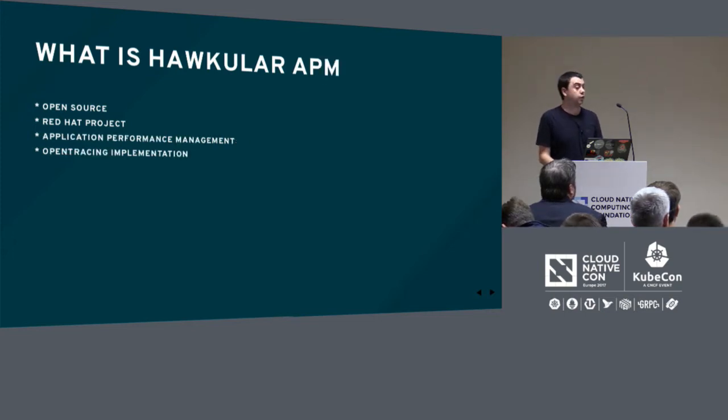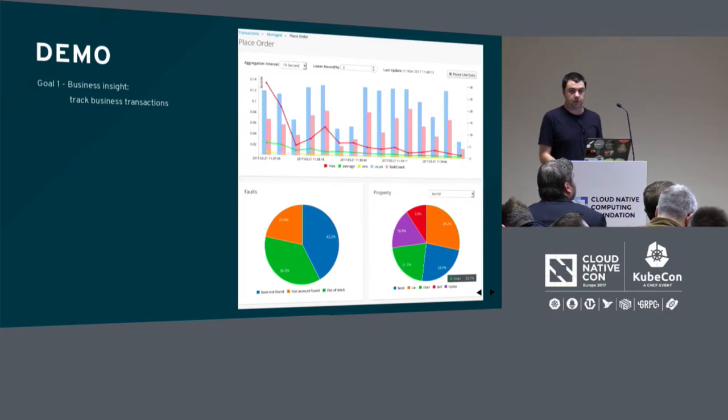And Hawkular APM is one of those modules from Hawkular. It's the application performance management component. And there is an OpenTracing-compliant tracer for Hawkular APM. Right? So I guess we can say it's an OpenTracing implementation, if there is such a thing. So for the demo, that was it for the theory.